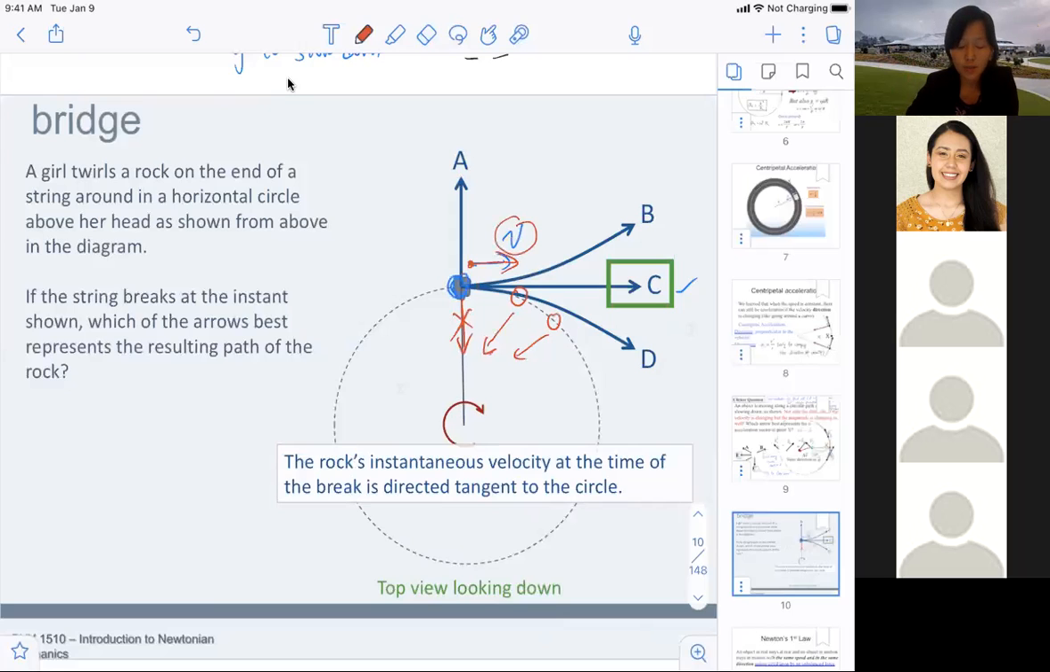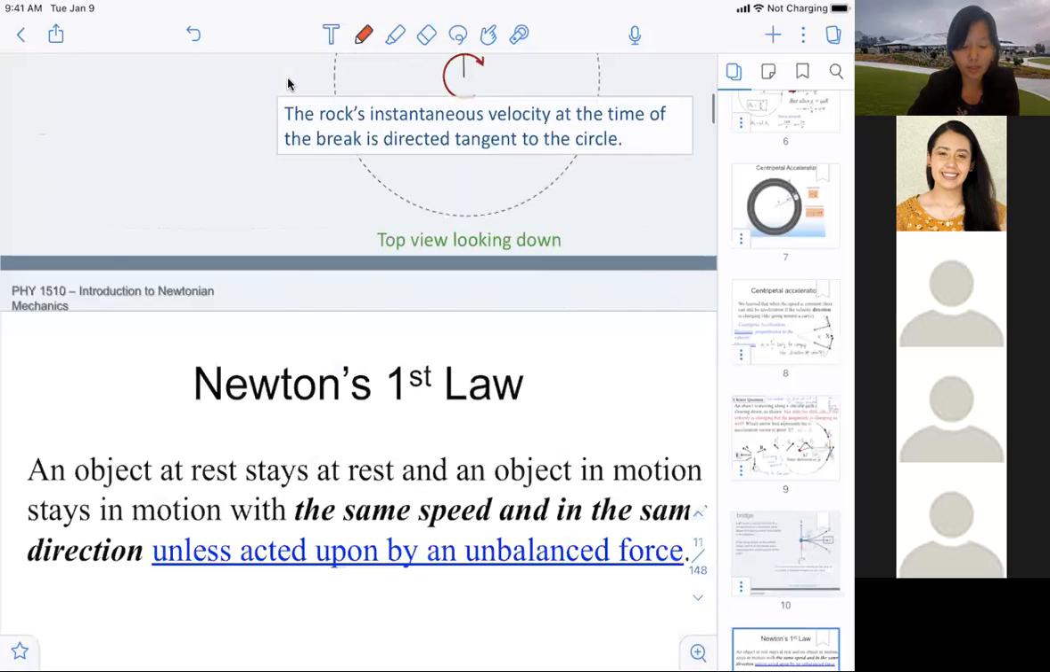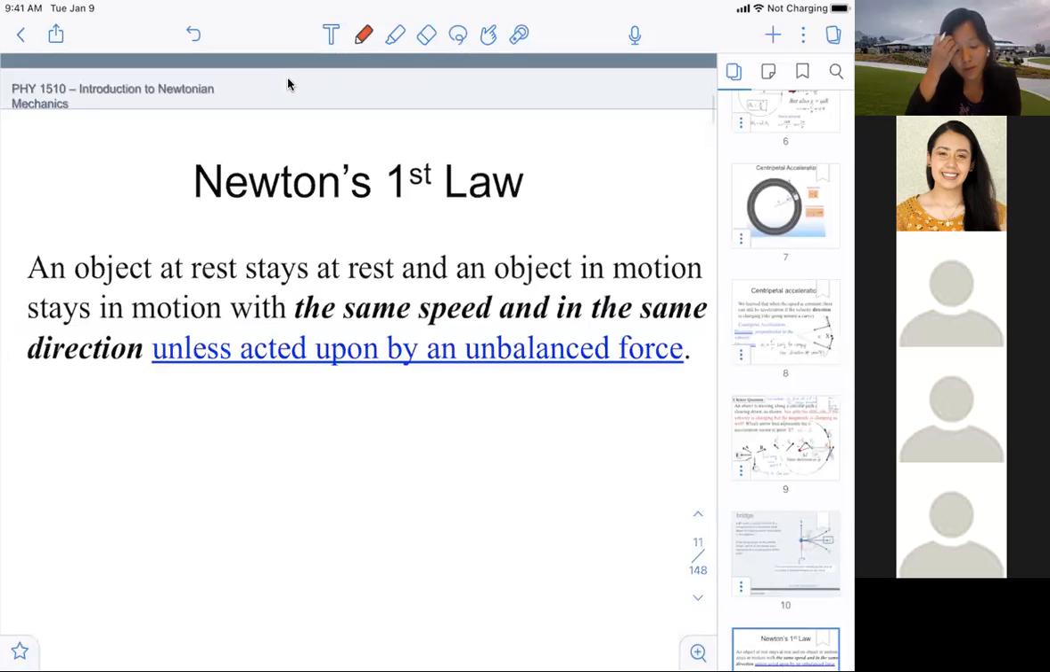This brings us to our next topic. An object, if it's originally at rest or if it's already in motion, will stay in the same motion, either stay at rest or stay in the same motion with that same speed and same direction, unless you have an unbalanced force acting on it. So this is called Newton's first law.